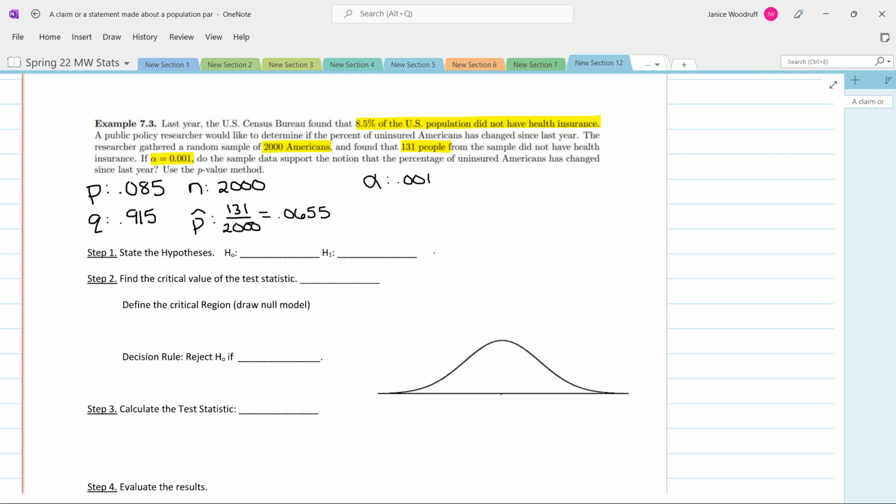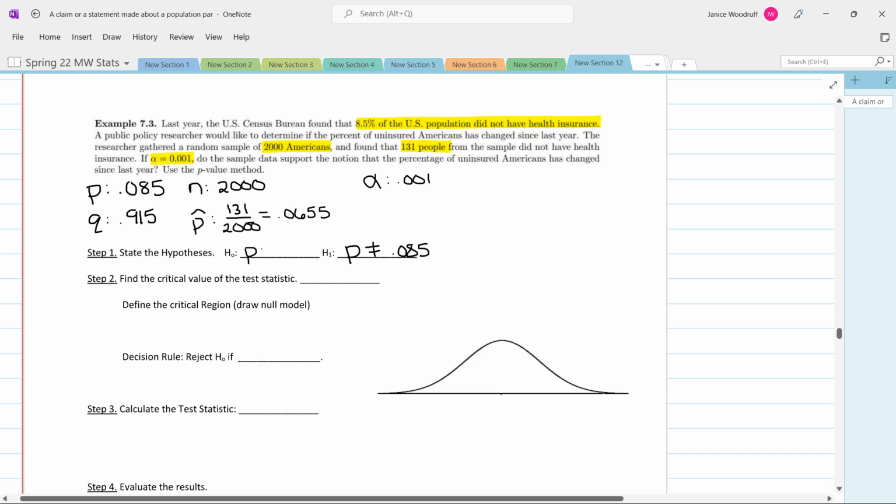Okay. So, hypotheses. The question says, do the sample data support the notion that the percentage has changed? So no increase or decrease, which one is that? Equal and not equal. So the alternative is that P is not equal to 0.085, which means the null is that P is equal to 0.085. This is proportion, so we're using a Z. Now, equal and not equal means that I have a two-tail test.